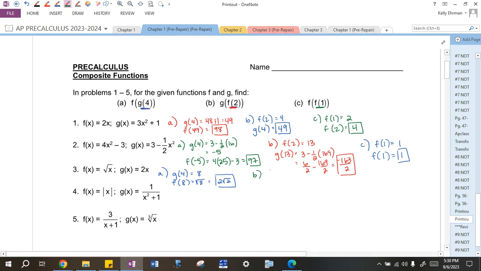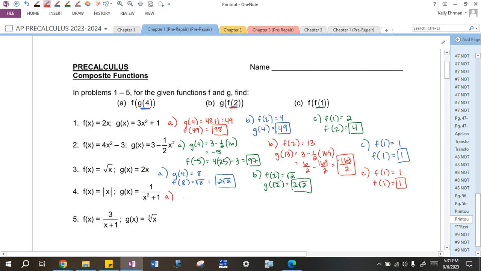For part B, start with f of 2. That's the innermost function. That's square root of 2. And then g of that answer, g of radical 2, is equal to 2 radical 2, because it's 2 times x. And for part C, f of 1, square root of 1 is 1. F of 1, square root of 1 is 1.